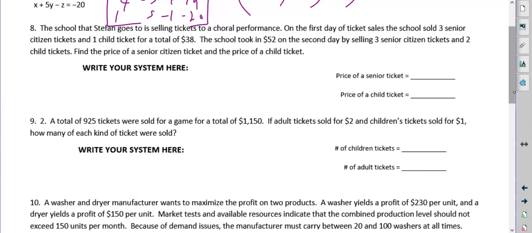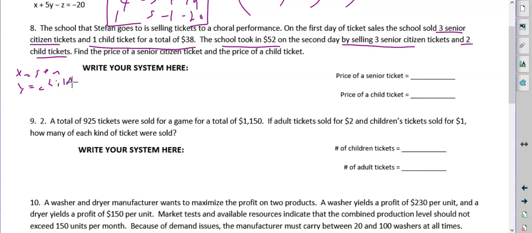On the first day of ticket sales, the school sold 3 senior citizen tickets and 1 child ticket for a total of $38. The school took in $52 the second day by selling 3 senior citizens and 2 child tickets. Find the price of each. Okay. So we'll use any letters we want. I'm just going to use X for senior citizen and Y for child.